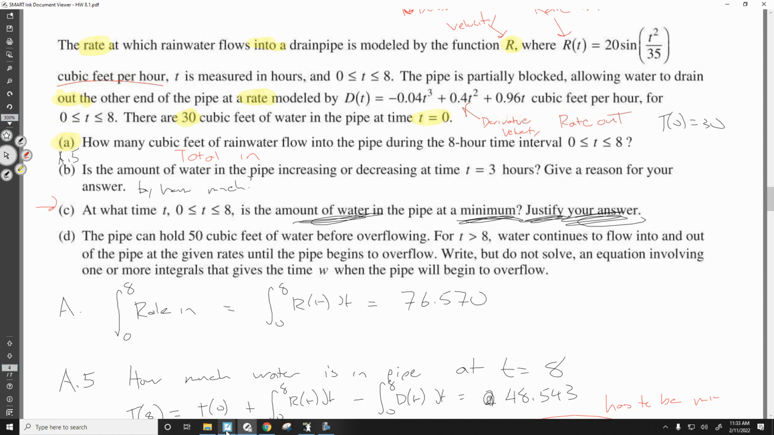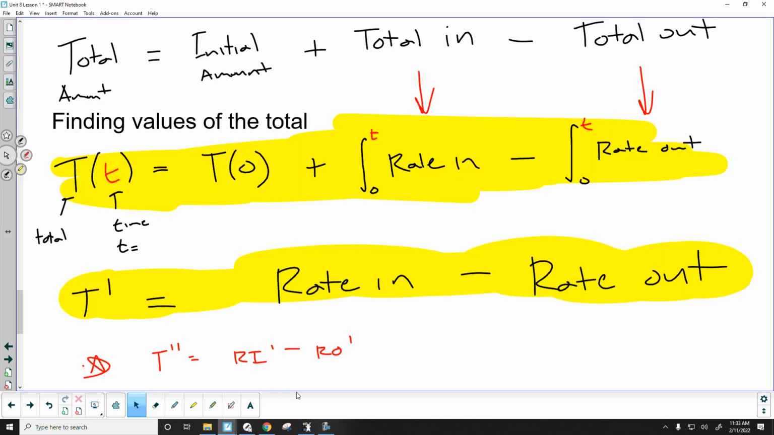Where do I start? Okay. When will the pipe overflow? When the rate, wait, no. The rate in has to be more than the rate out, when it's greater than 50. The pipe will overflow if the amount of water is 50. Okay? The pipe will overflow when the total amount of water is 50.